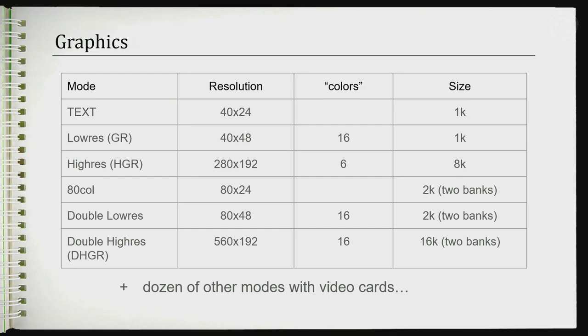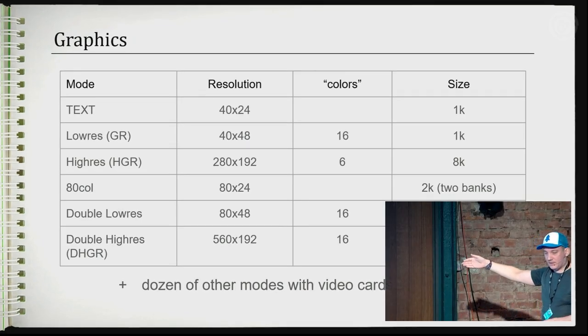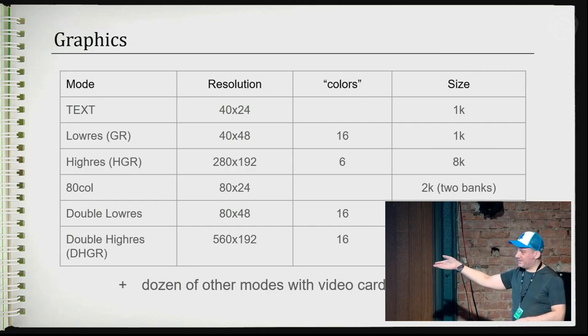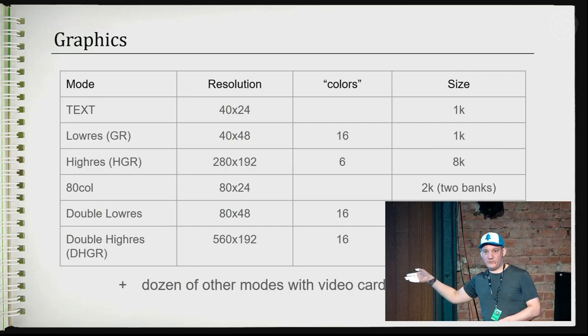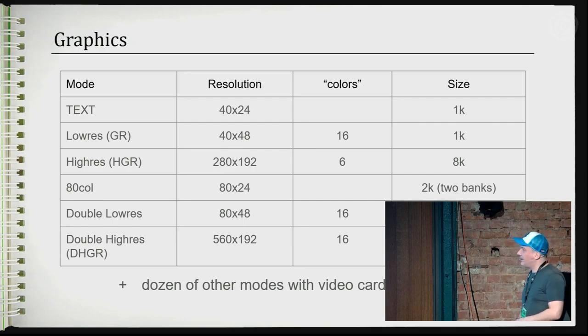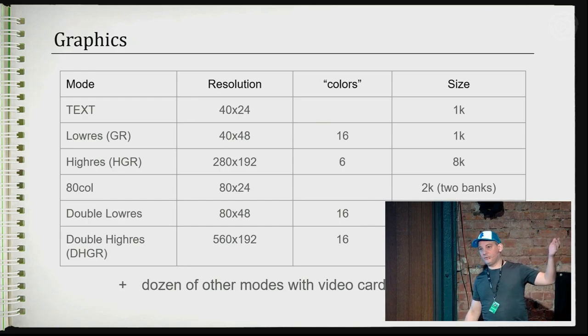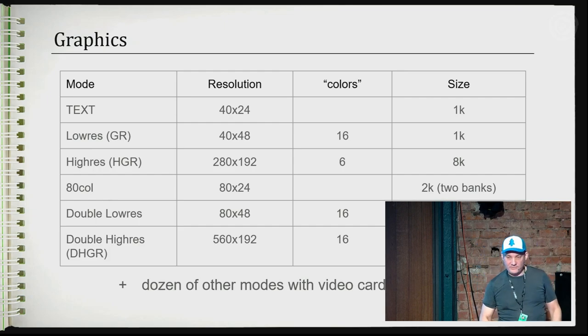And you have 80 column, double low res, and double high res, which is really the 80 column mode applied to graphics. The buffer size is from 1K to 16K. So 16K with a 6502 running at 1 MHz, I wish you good luck, but it's possible. And the colors are from 6 to 16, but I'm going to explain that. And there are, of course, a lot of mods with video cards. For example, I have color text with a video card in my Apple II, but it's not standard.